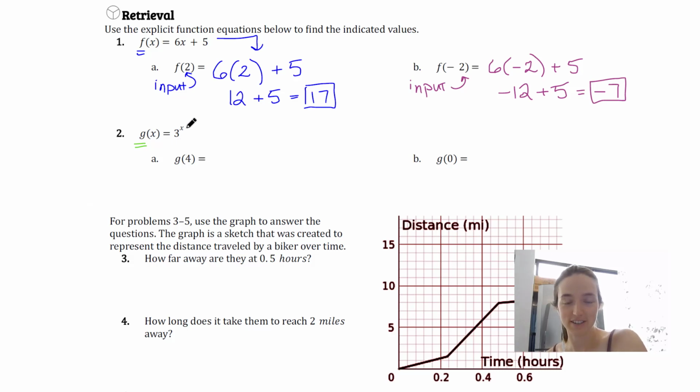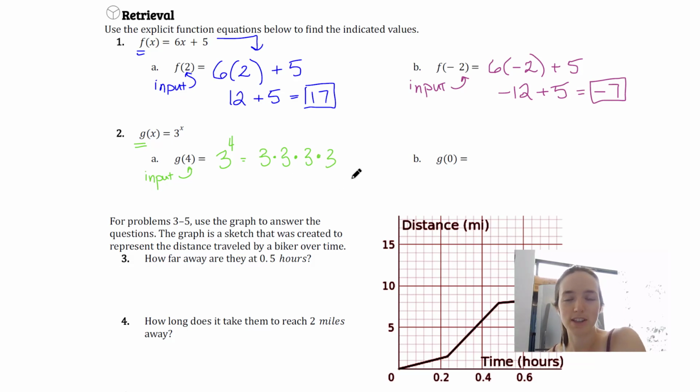Okay, number 2, this time I have the function g, and the function g is 3 raised to the power of x. So for this first one, my input is 4, so I'm going to write 3 raised to the 4th. Remember, exponents are repeated multiplication. So this is the same as 3 times 3 times 3 times 3, 3 times itself 4 times.